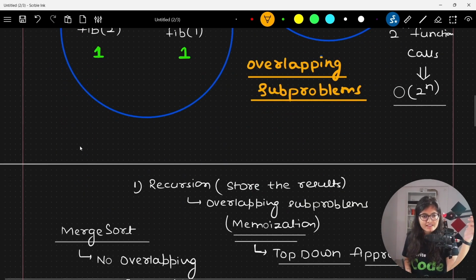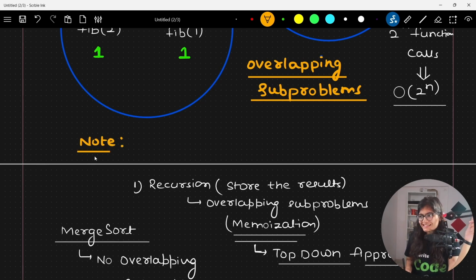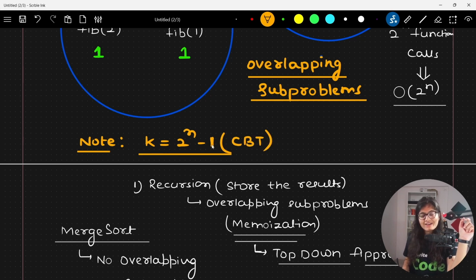Because we have discussed in our heap data structure that there is a relationship between the number of levels and the number of nodes. The value of k is equal to 2 to the power n minus 1 in case of a complete binary tree, where in total we will be having 2 to the power n function calls in our recursive tree, right? Because n is the number of nodes that we have. So here we will be able to get an idea that this is a very high time complexity.